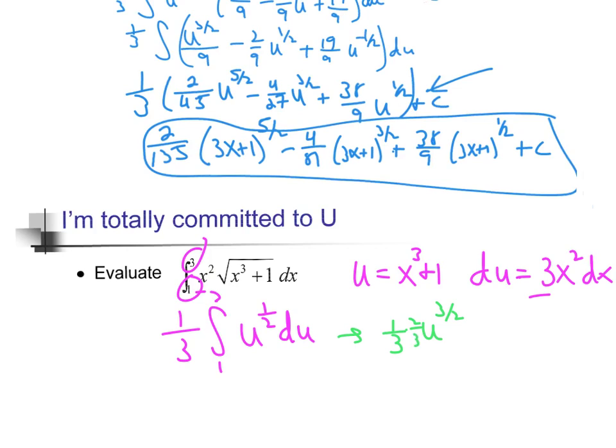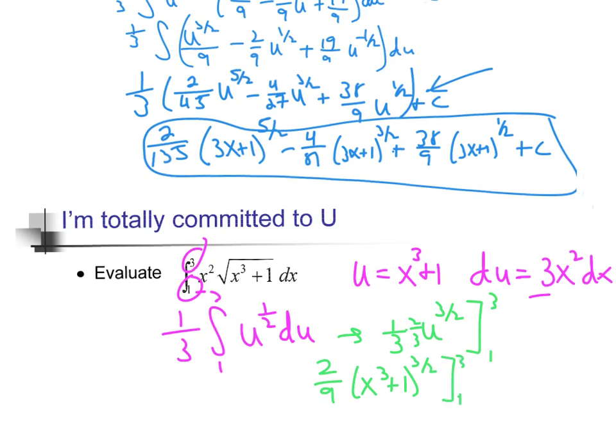Okay, so that becomes, and then technically, I guess there is a plus c, but when we are integrating between 2 points, we don't care. So make sure that you're evaluating between 1 and 3 still. So that becomes 2/9 x cubed plus 1 to the 3/2 between 1 and 3.